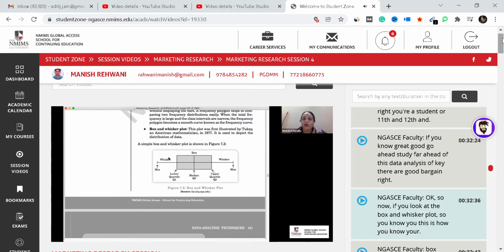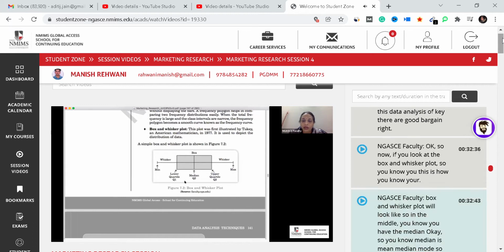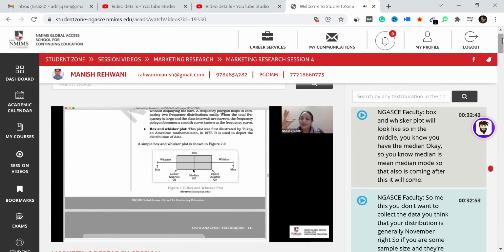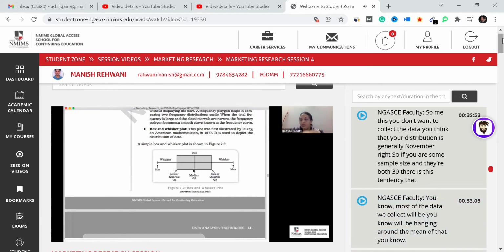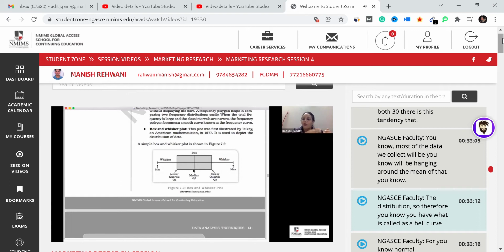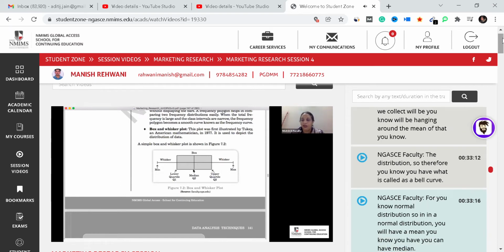Okay, so now if you look at the box and whisker plot, this is how your box and whisker plot will look. In the middle, you have the median. Median is mean, median, mode, and that also comes after this. Once you collect the data, you think that your distribution is generally normal, right? If your sample size is above 30, there is a tendency that most of the data we collect will be hanging around the mean of the distribution. Therefore you have what is called a bell curve for normal distribution.